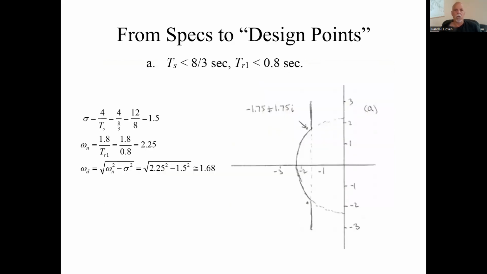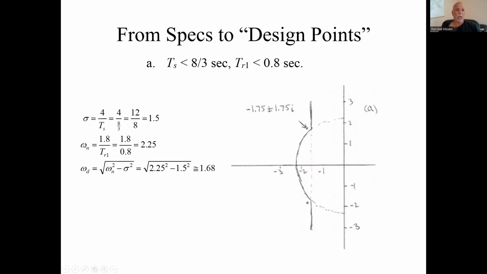Now let's go through a few combinations. We went through them one at a time and then all three together. If you're given just two specs, settling time and rise time, those are kind of simple right off the formula sheet. Here's the formula for the sigma. It's 4 over the settling time. That gives us a number. That says this vertical line here, minus 1.5.